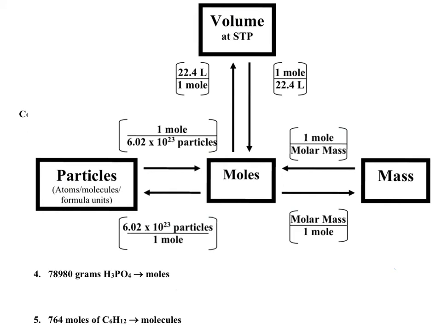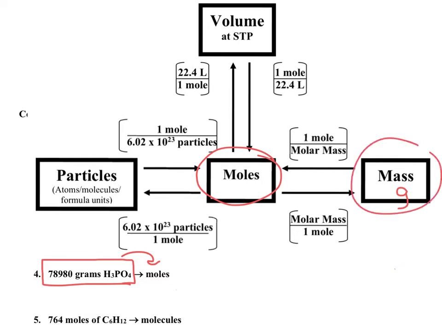Number 4 has us starting at 78,980 grams for something called H3PO4, phosphoric acid. Since it's in grams, remember that's going to be our mass. Okay, no problem there. That's our mass, and we want to convert that to moles. So I'm going to end up at mole island. Perfect. Now that I'm going from mass to moles, I'm starting with mass. I have to use this top bridge, so I'm going to use this conversion factor.